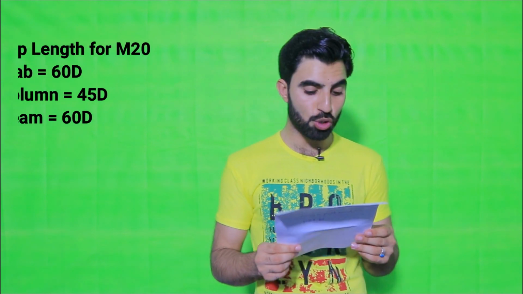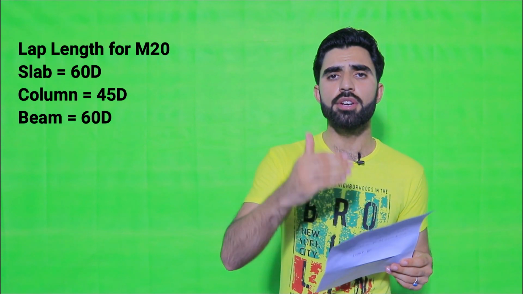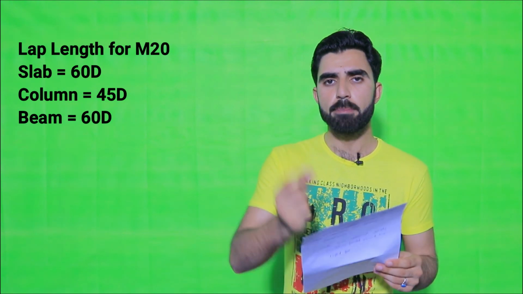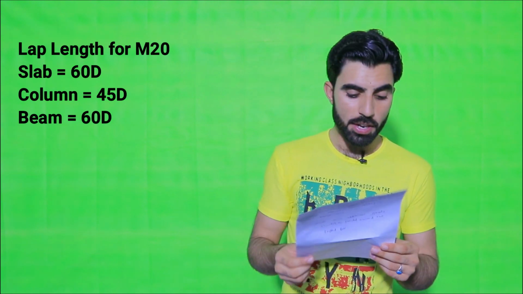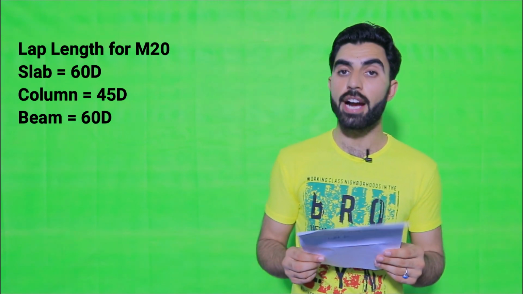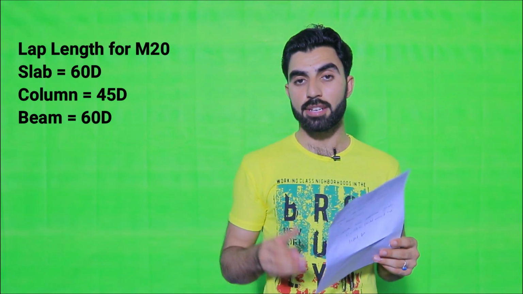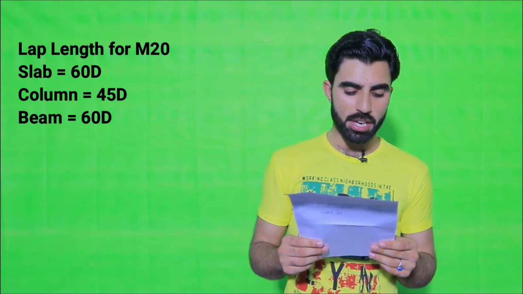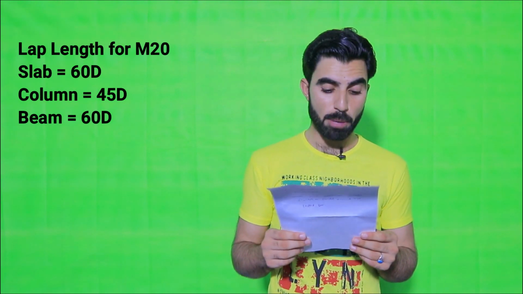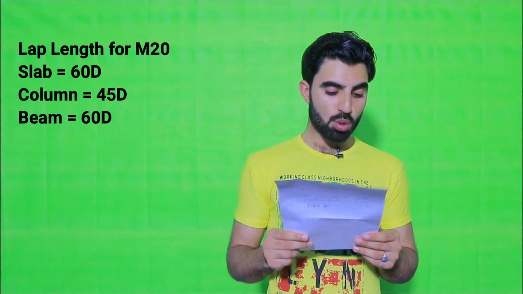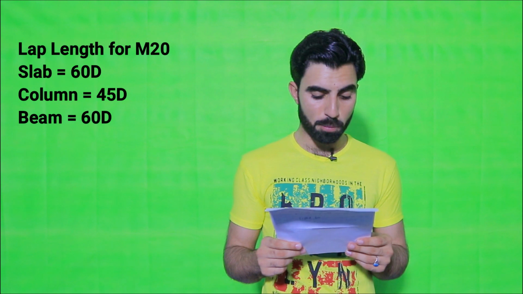The second one is the column. What should be the lapping length for the column for M20 grade concrete? That should be 45D, or it depends on your structure drawing. But you should show in the RCC drawing that for the slab it is 60D and for the column 45D, where D is the diameter of the steel bar, and the column is a compression member. Again we have the other one, that is the beam. The beam is a tension member, so it is also 60D. So for slab and beam the lapping length should be 60D, and for the column 45D is sufficient.